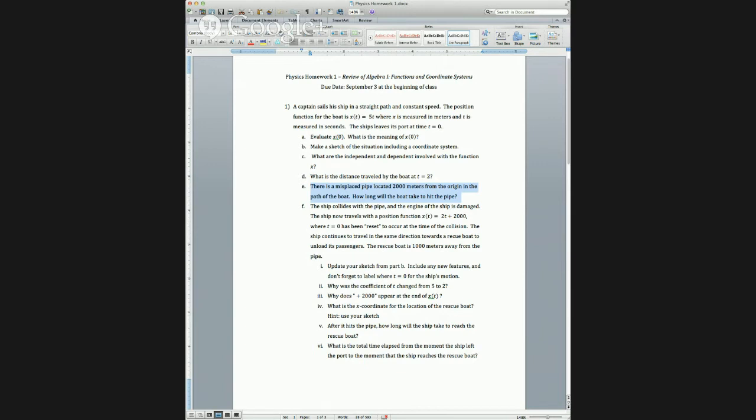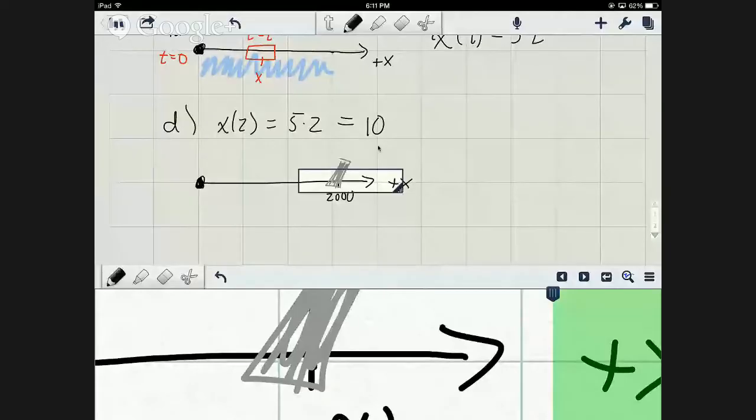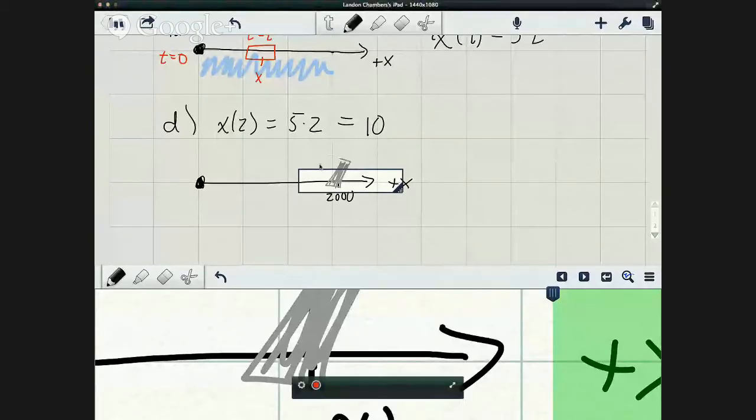Let's see here. E. There's a misplaced pipe 2,000 meters down the line. So here's our x coordinate again, and about 2,000 meters down from the port, we'll just put it there. There's a pipe, and hitting a misplaced pipe might not be very serious, but in our example, let's pretend it's a bad situation. So it's going down 2,000 meters and hits the pipe. Let me bring this up, otherwise you can't see what I'm talking about. So we're going down, we hit this pipe at 2,000 meters, and the question is, how long will it take for the boat to hit the pipe?